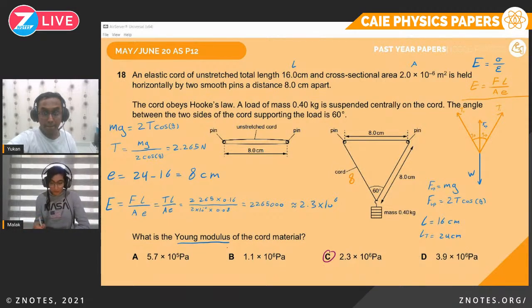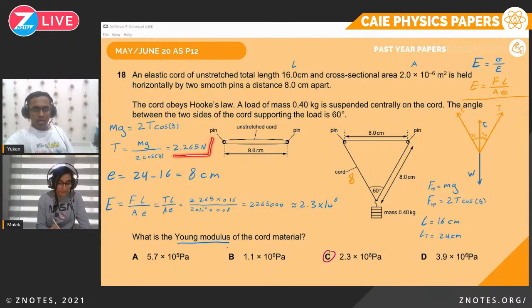Now we can combine these two equations. Up here, we have mg equals 2T cosine theta, right? We again isolate T to one side. We would get T equals mg over 2 cosine theta. And we have the force of tension right here.